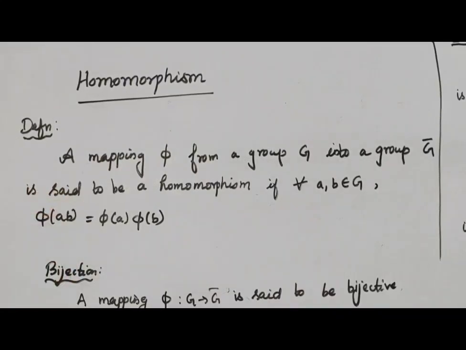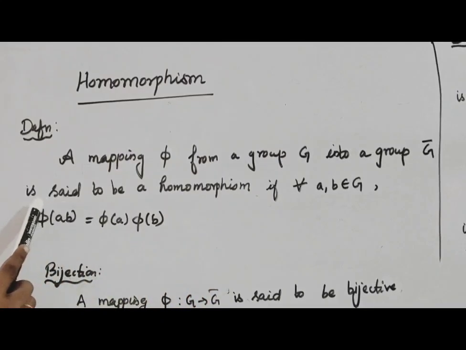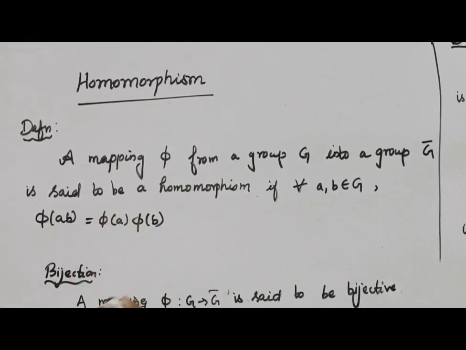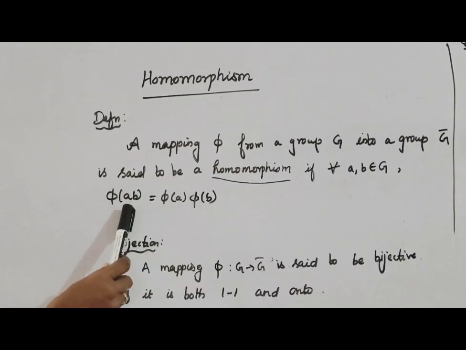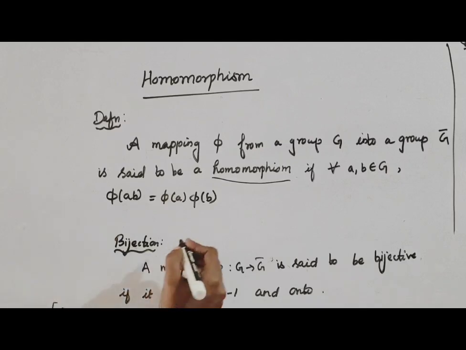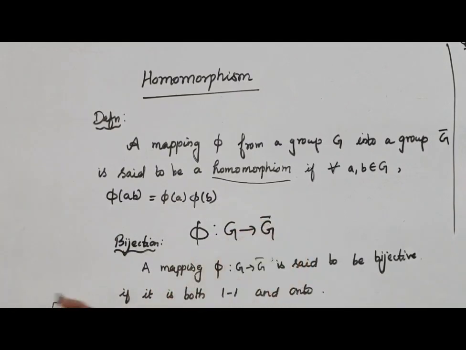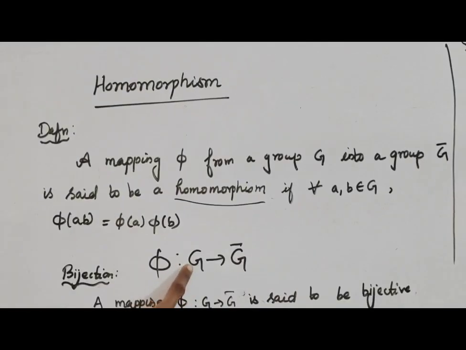A mapping phi from a group G into a group G bar is said to be a homomorphism if for all a, b belongs to G, phi of ab is equal to phi of a into phi of b. That means you have to consider a mapping from G to G bar. The mapping phi is said to be a homomorphism.